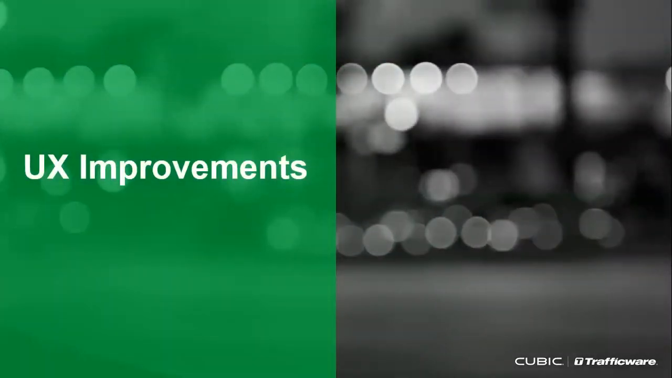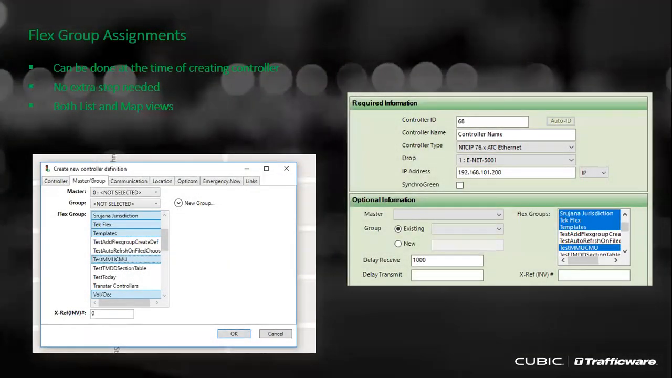There are a couple of user experience improvements, so let me demonstrate those. First of all, I would like to start with flex group assignments. What does that mean? At the time of creating a new controller, you can assign that controller to one or multiple flex groups. You remember that previously you would have to create a controller, then separately switch to the definitions tab, and in the definitions tab add it to a specific group or flex group. Now you can do that at the time of creating the new controller, so you don't have to go through multiple screens, and you can do that either while creating a controller through the list or map view.